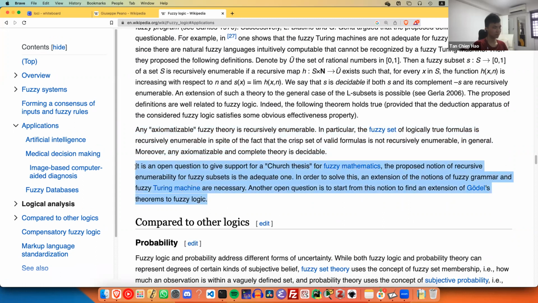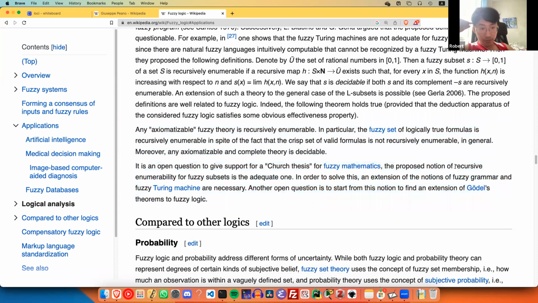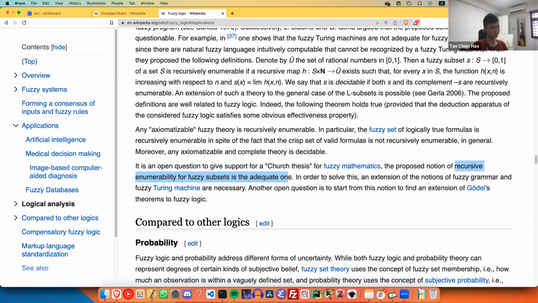It's an open question to give support for the Church thesis for fuzzy mathematics: the proposition that the notion of recursive enumerability for fuzzy subsets is an adequate one. Wait, what is fuzzy mathematics? Can you click on that?